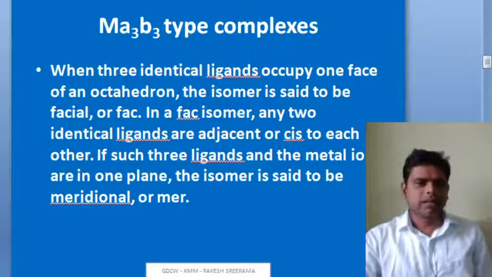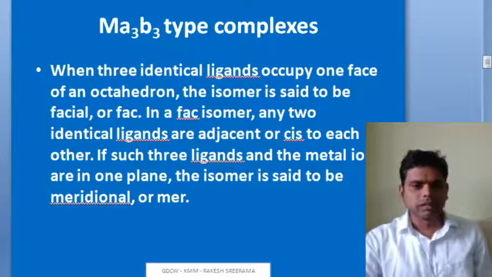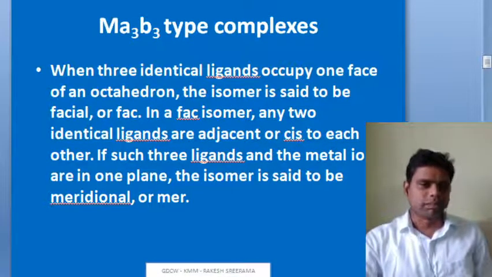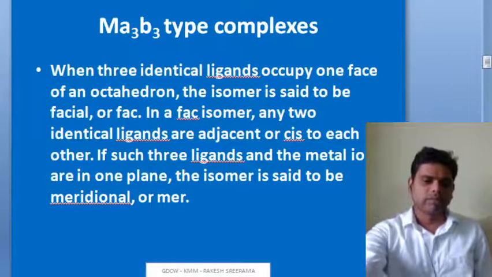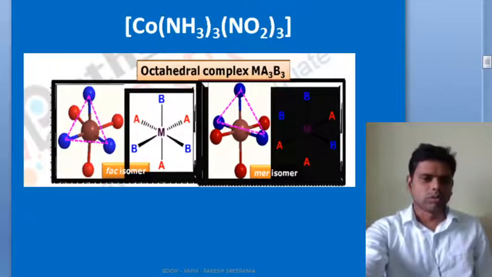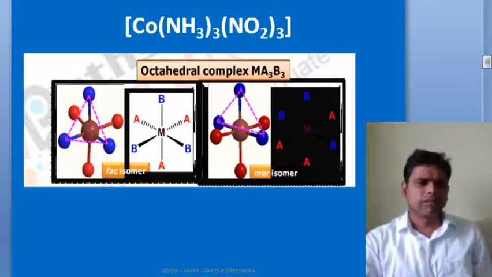So here, how you classify them as facial and meridional, I have given the write-up. When the ligands are occupying the same face, we call that a facial isomer, and when the ligands are falling on the same plane, we call that a meridional isomer, or we simply call it the mer isomer. For facial we write FAC, and for meridional we write MER, facial and mer isomers. So just have a look at how to identify facial and meridional.